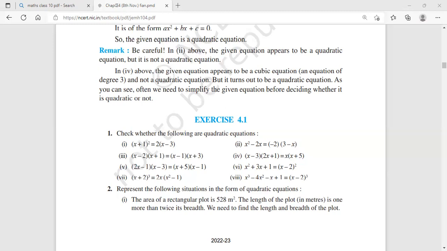Now, after simplification, what is the highest power? The highest power turns out to be 1, isn't it? The highest power of x or the degree of x is 1. Therefore, this is not a quadratic. Third one is not a quadratic.